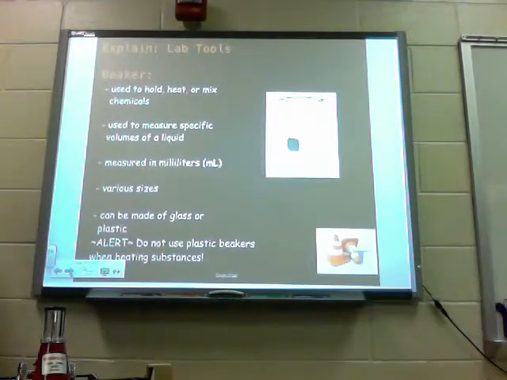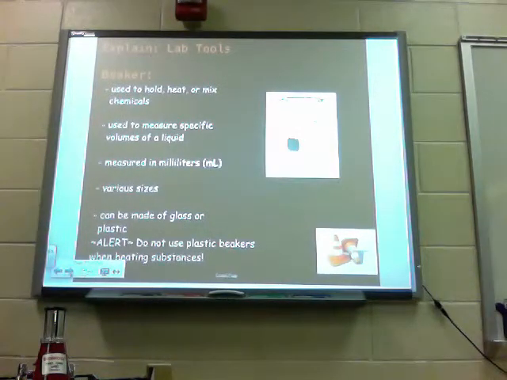Next, we have a beaker. We use beakers to hold, mix, and heat chemicals and substances, and to measure specific volumes. What's volume? How much space something occupies. Okay, so it's used to measure specific volumes of a liquid. Measures in milliliters, mL. They come in various sizes. They can be made of glass or plastic.